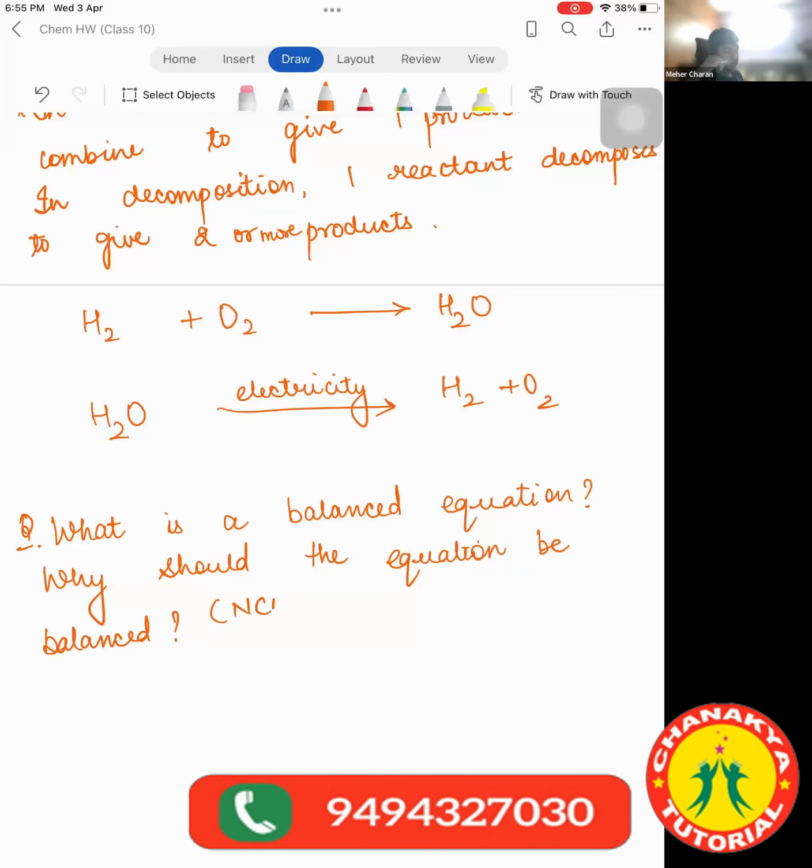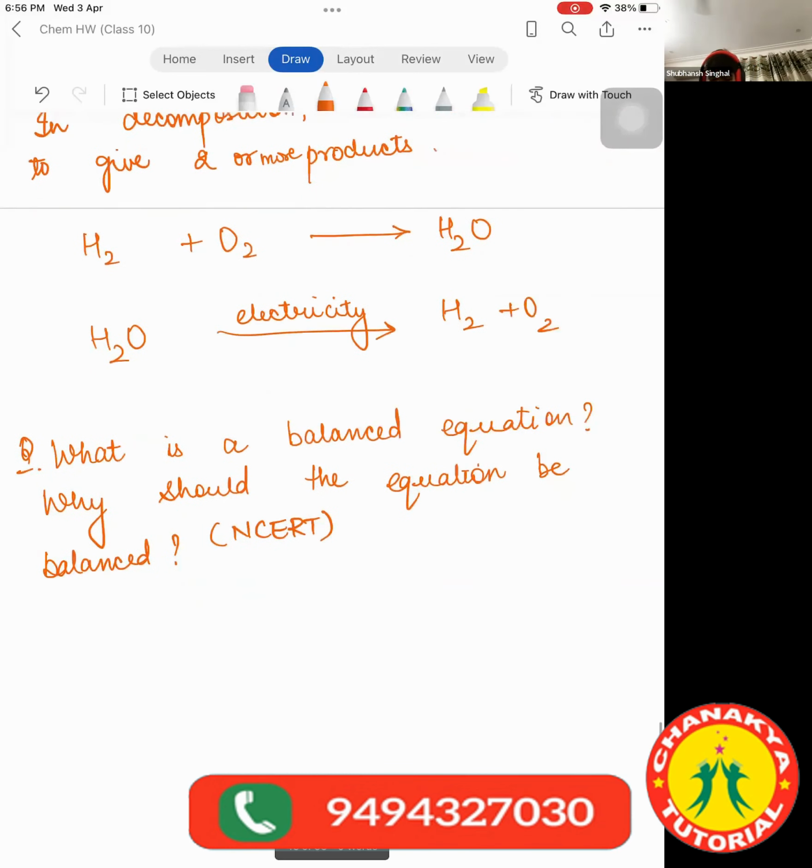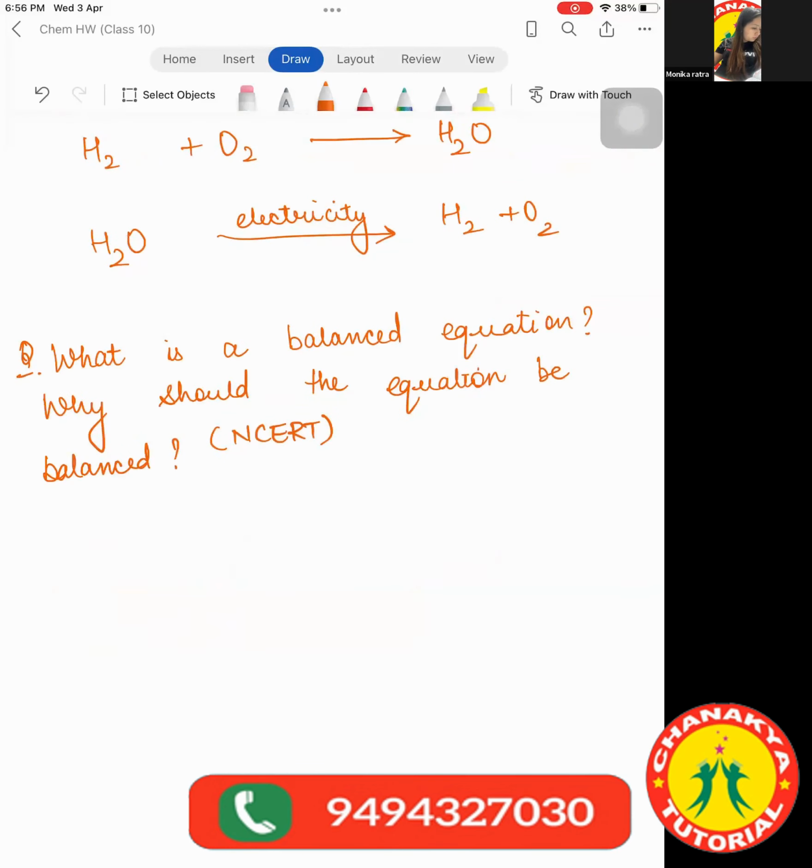This is an NCERT question. I hope I don't need to write the answer. You can write by yourself now. Okay. Next question for you is very important. Why important? Because did I ever mention the word catalyst? Yes or no? No, ma'am. So now we will mention.